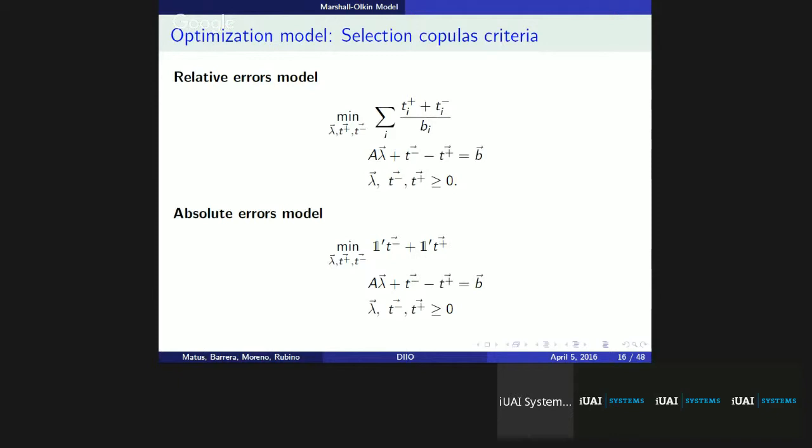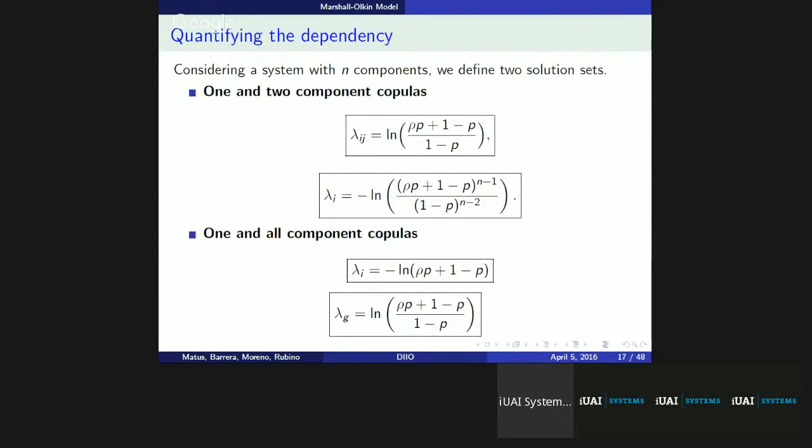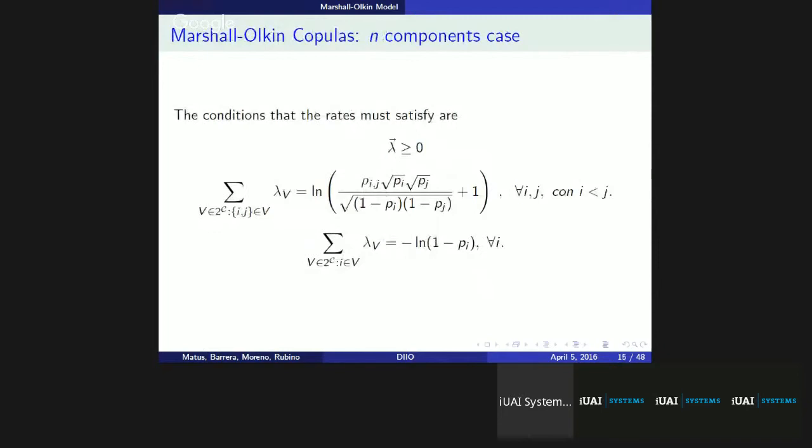I have a solution from an infinite set of solutions, but it's important to know if all the solutions are equal in terms of reliability. Yes, and for that we study the extreme cases. I'm going to take two solutions of that system. The first is the solution using only the 1 and 2 components copula, and the second solution takes the 1 and all components copula. Yes, the two are solutions of that system.